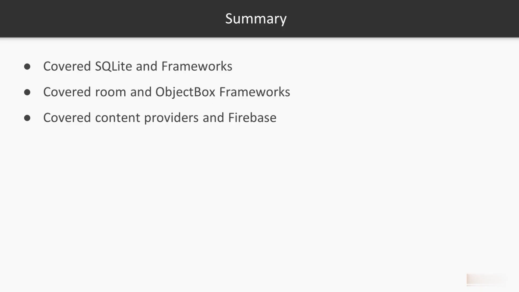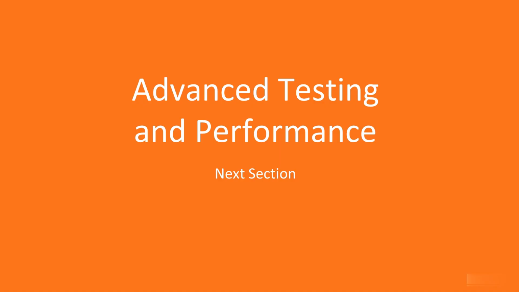In this section, we have covered data persistence on Android and its various options. We have seen how to use SQLite and its frameworks. Probably you knew that already because that's the most basic option available. We also took a look at the more advanced choices such as Room and ObjectBox and how they help to streamline data persistence and its retrieval. Then finally, we briefly covered content providers, why you should and why you shouldn't use them, and the Firebase database. The next section is advanced testing and performance, where we will cover various techniques for Android testing and how to optimize performance by using advanced data structures.